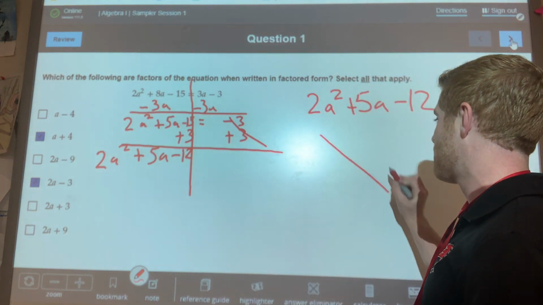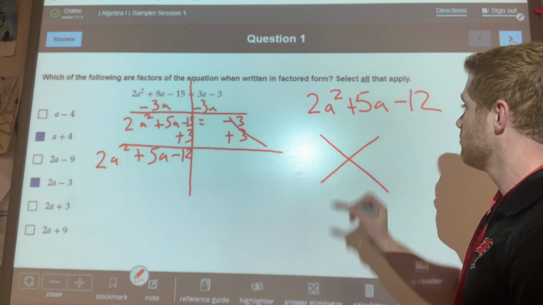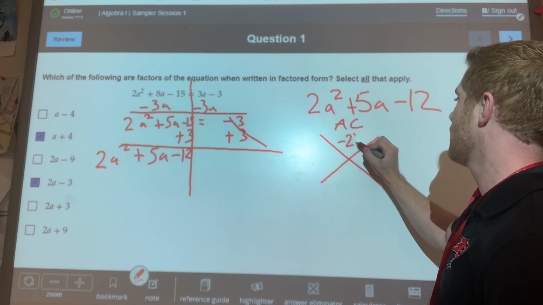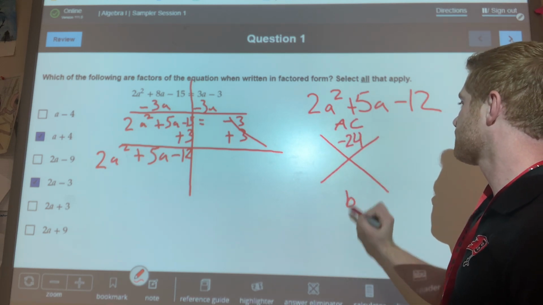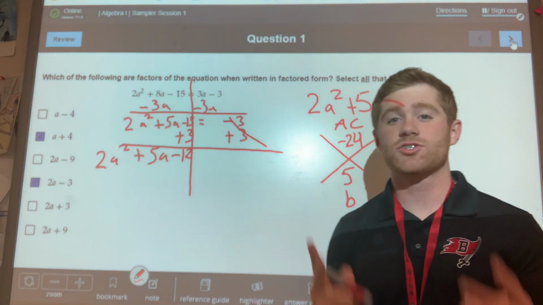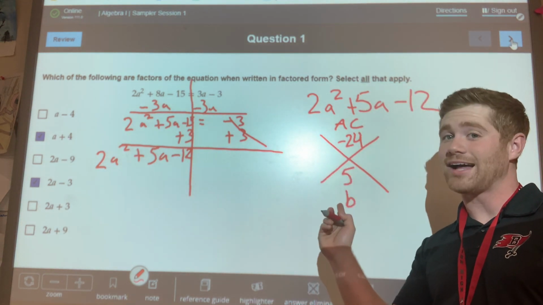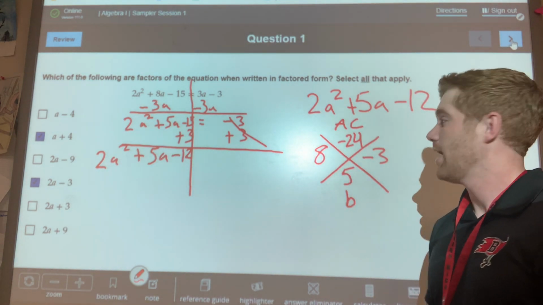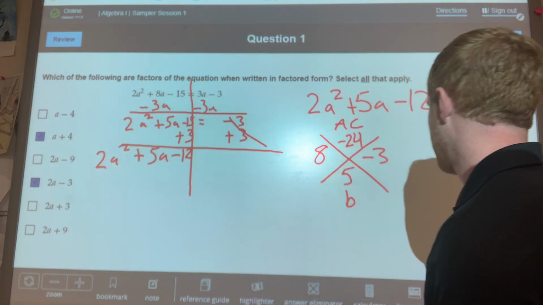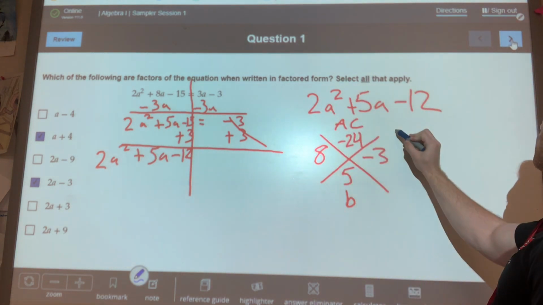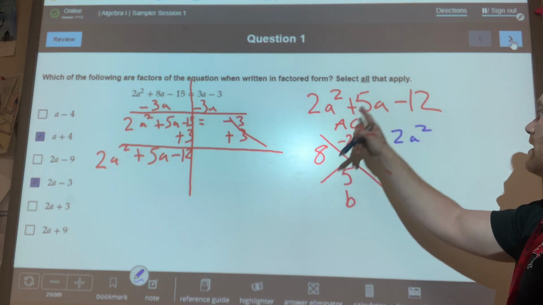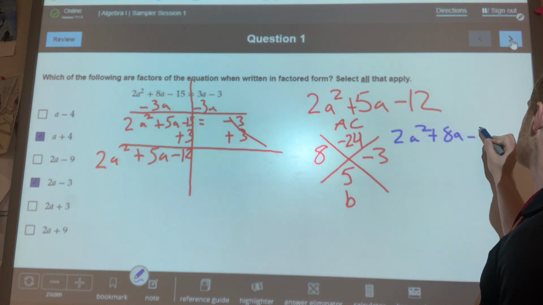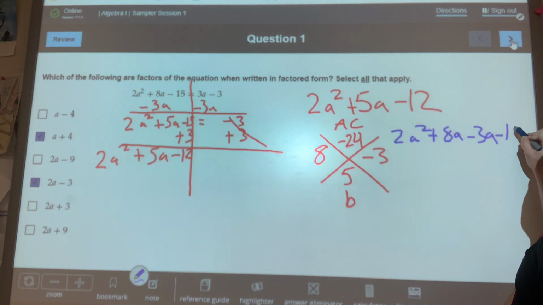Okay, so what the AC method is, I draw my X there. A times C, so 2 times negative 12 is negative 24. My B is just 5. So I need two numbers that multiply to negative 24 but add to 5. So I'm going to choose 8 and negative 3. And then what I do, I'll choose a different color for this one, is I rewrite 2a squared. Instead of writing 5a, I write plus 8a minus 3a minus 12.